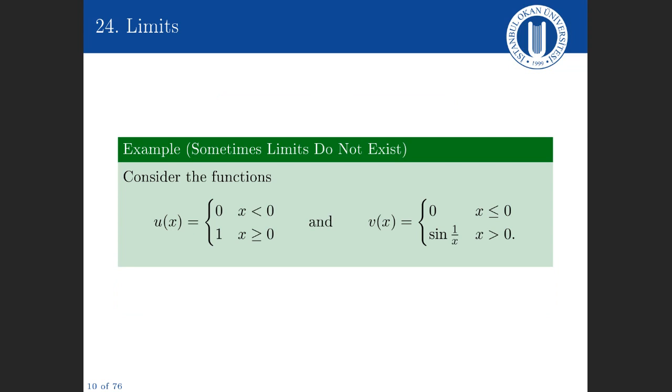Sometimes limits don't exist. And I'm going to demonstrate that with these two examples. Let's suppose u is the function which is equal to 0 or equal to 1, depending on if x is negative or non-negative. And let's suppose v of x is the function 0 if x is non-positive, or sine 1 divided by x if x is positive.